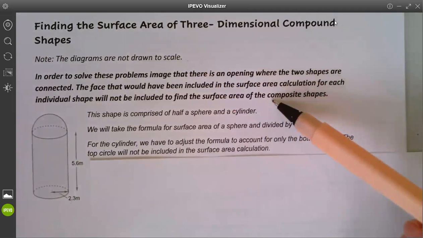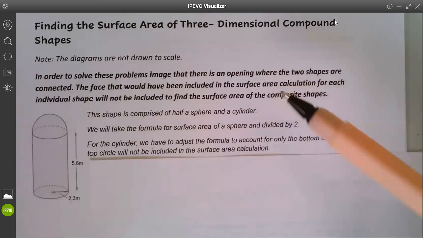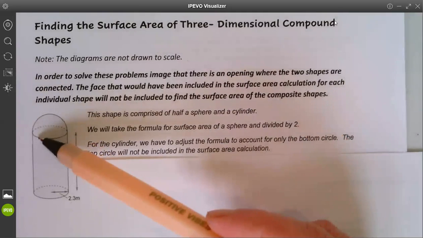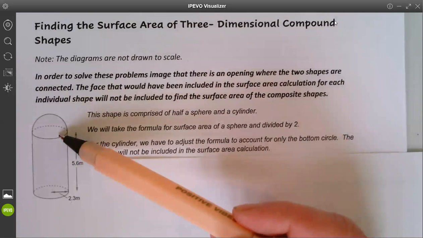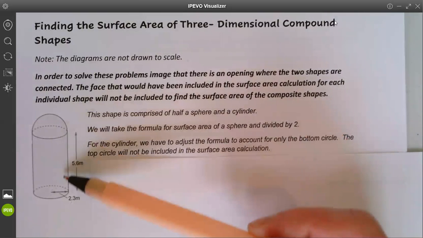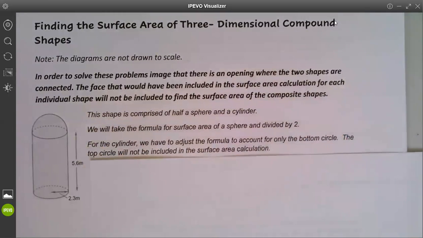And secondly, in order to solve these problems, you have to imagine that there is an opening between the two shapes. The face that would have been included in the surface area calculation for each individual shape will not be included to find the surface area of this particular shape. I'll explain as we go along.